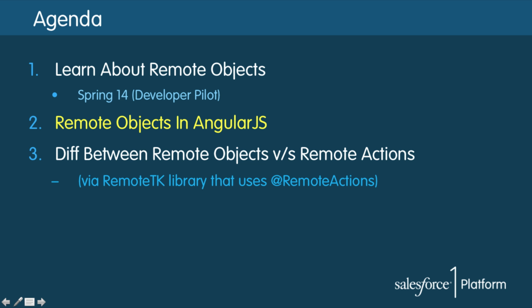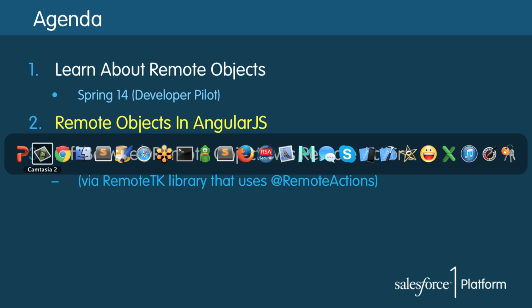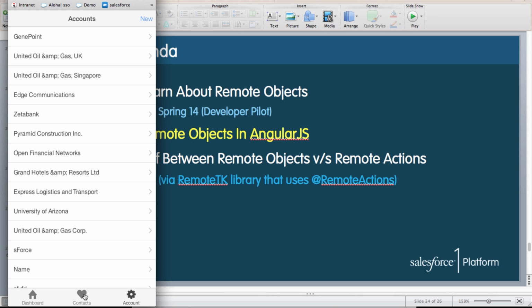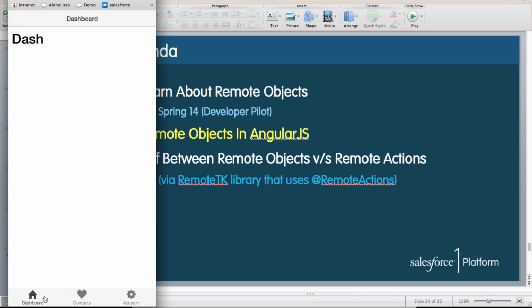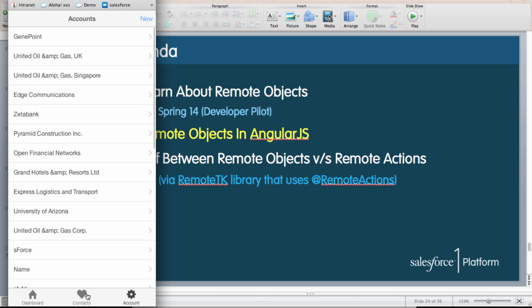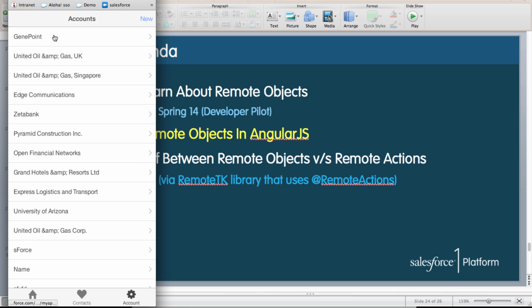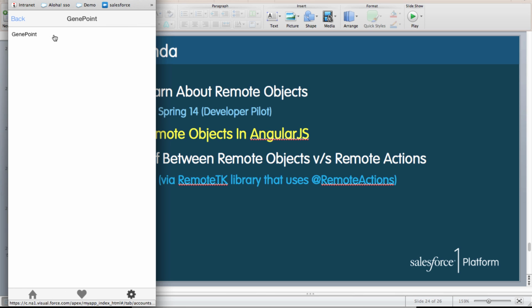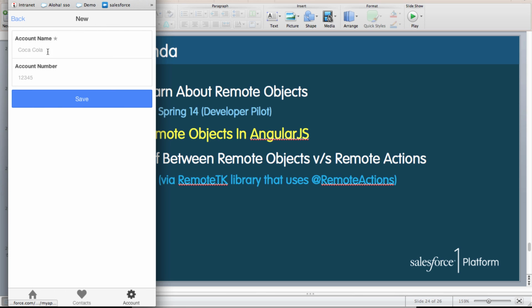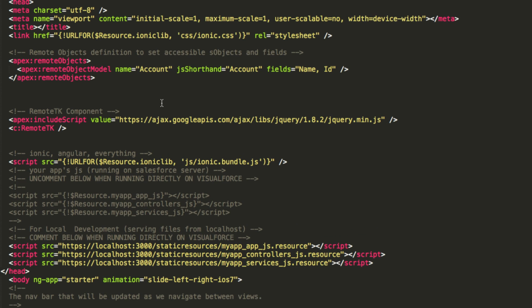Okay, that's remote objects. Now let's take a look at how to use remote objects in AngularJS. But before that, I would like to quickly show the enhanced app. It has three tabs, as you know. So the contacts tab still uses the RemoteTK library, which internally uses remote actions, whereas the accounts tab actually uses remote objects. So it also has a little bit of CRUD operation code in it. Let's take a look at the code.